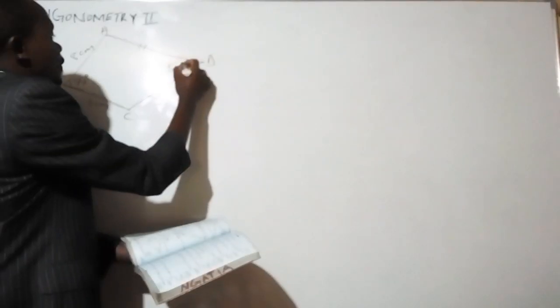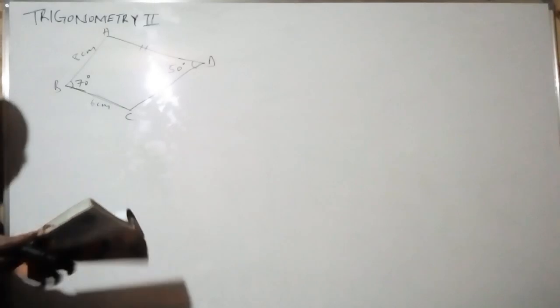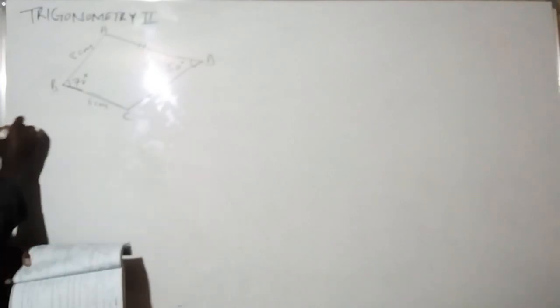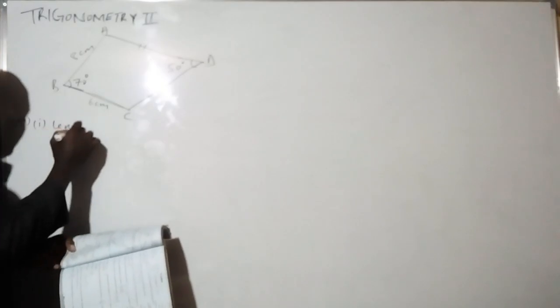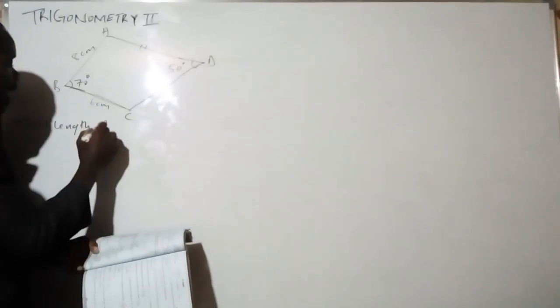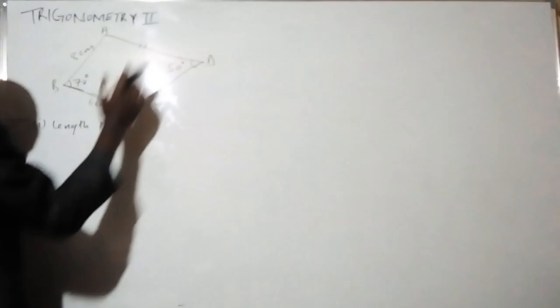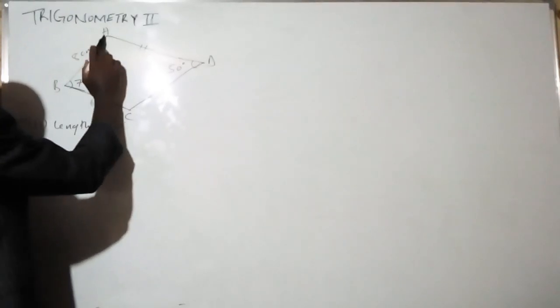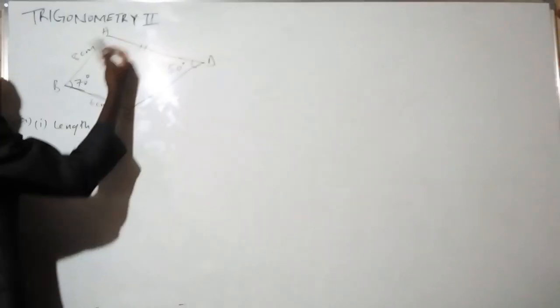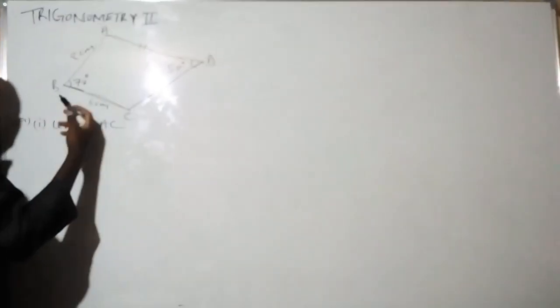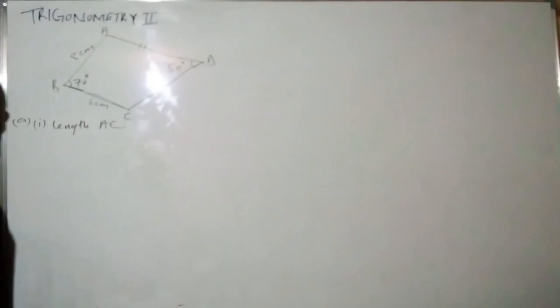That being the case, you've been told to calculate, correct to one decimal place, (i) the length of AC. This is a quadrilateral. AD is equal to DC. Then AB is 8 centimeters, and we have BC at 6 centimeters. You are required to compute the length AC.